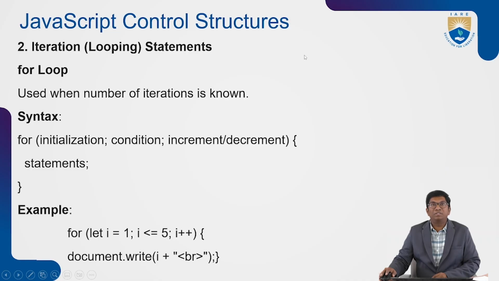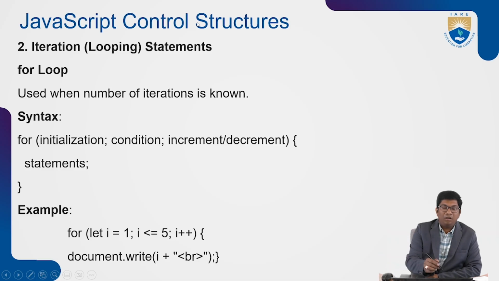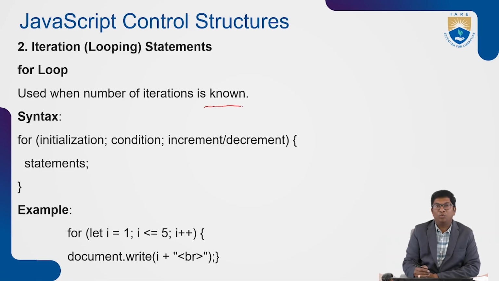Now we jump into the second concept in control structures, that is iteration statements or looping statements. We have the for loop, used when the number of iterations is known. So if you know how many times you have to iterate, then you can use the for statement in JavaScript.